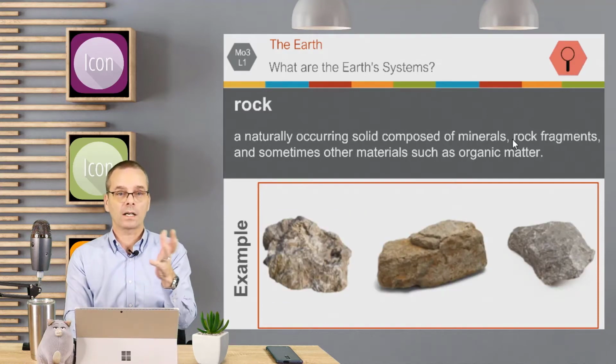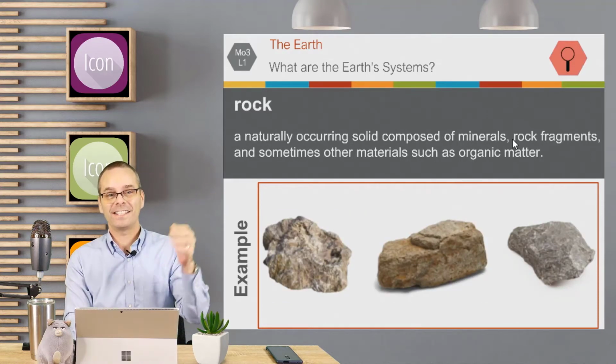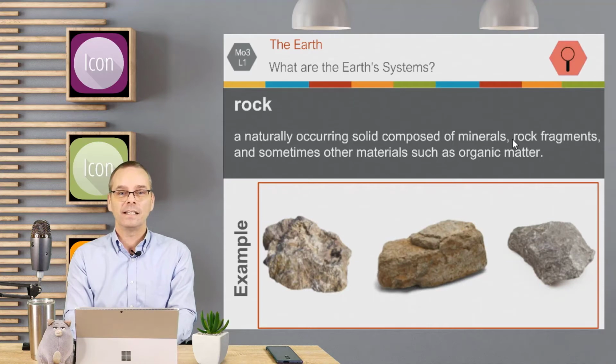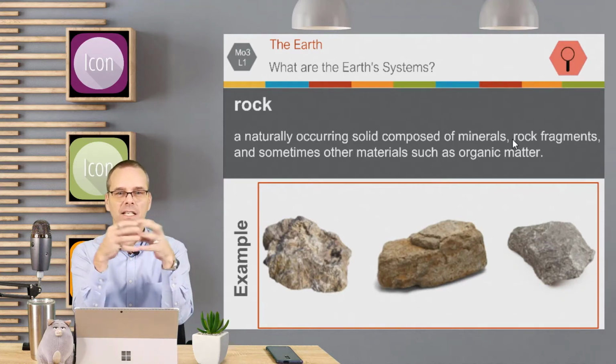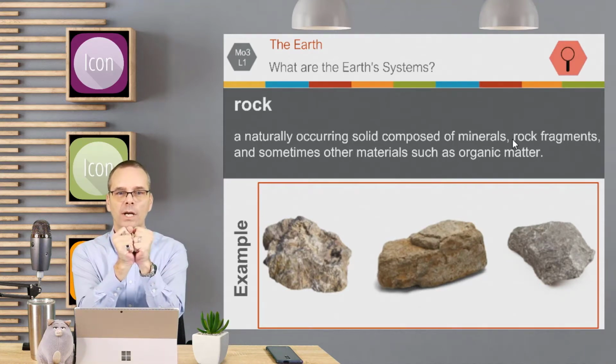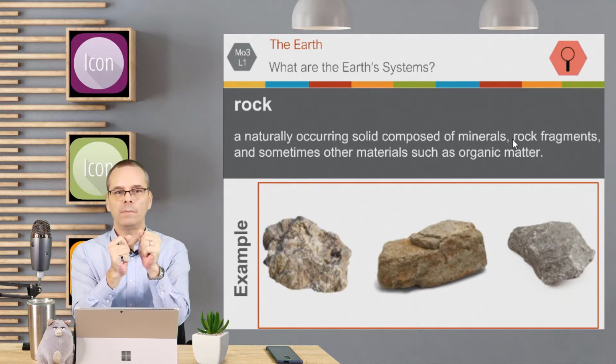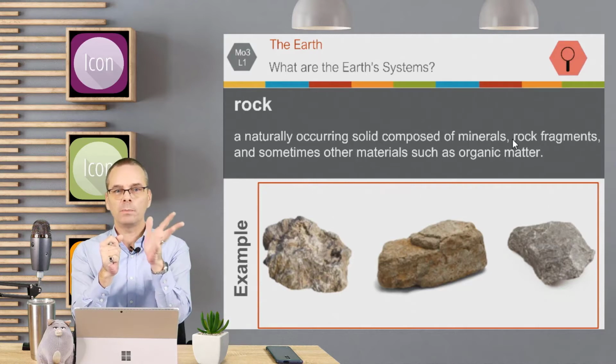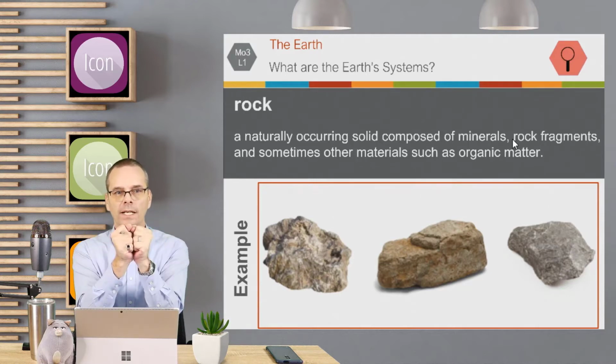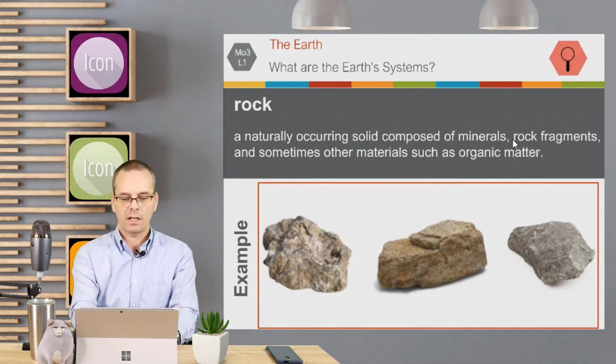You also have a rock. A rock is a naturally occurring solid, and this can have many different things combined into it, maybe compressed or melted into each other. So it can have minerals, rock fragments, other materials, etc., all made into one specific lump.